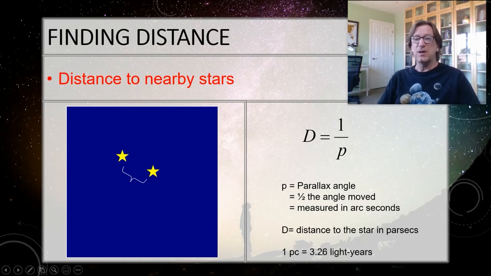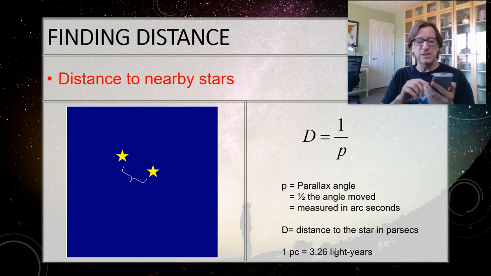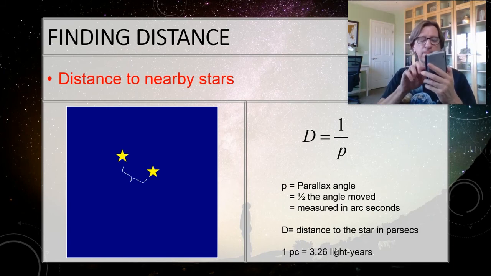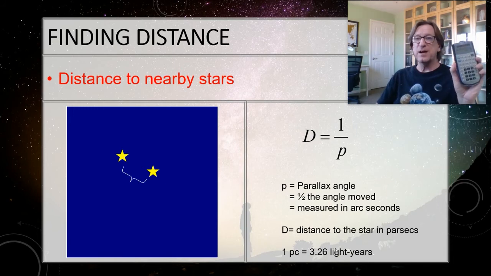Now, a lot of times in Smart Sparrow, they're going to want you to give your answer in light years, and that's fine. 1 parsec is 3.26 light years. So all you got to do is take the number of parsecs you measured, multiply it by 3.26, and you're golden. So for example, our example here was 2 parsecs away. 2 times 3.26. Go ahead and do it. What do you get? I get 6.52 light years. See if that's what you get as well.